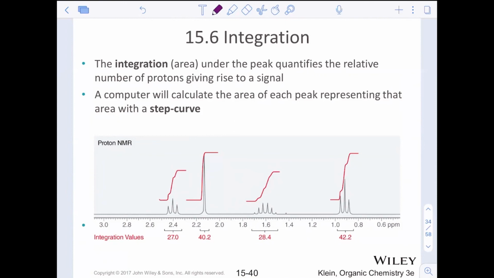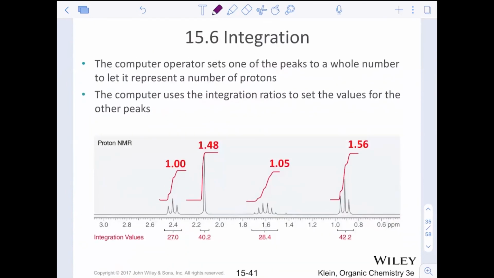Now, how a computer technically does it is what we call a step curve. And so they give integration values typically at the bottom of the spectrum. Now, if you have a really cool computer, you can set that computer to make the peaks into whole numbers. How do we do that? We usually divide by the smallest. So you take all of them and divide by 27 here. And you try to make them whole number ratios. This kind of should remind us of how we found molecular formulas back in the day in general chemistry from mass percents or amounts in grams, trying to find that whole number ratio, right?